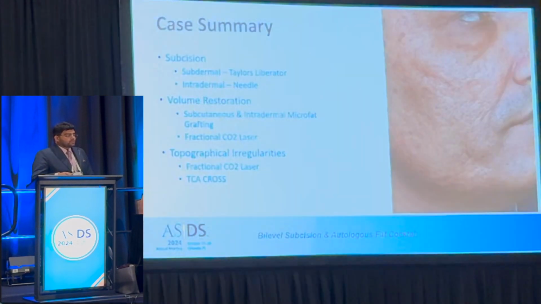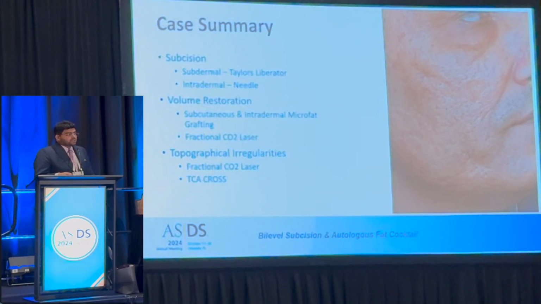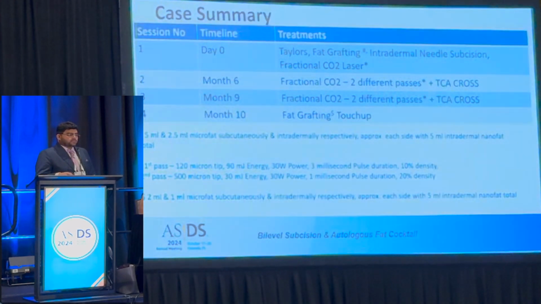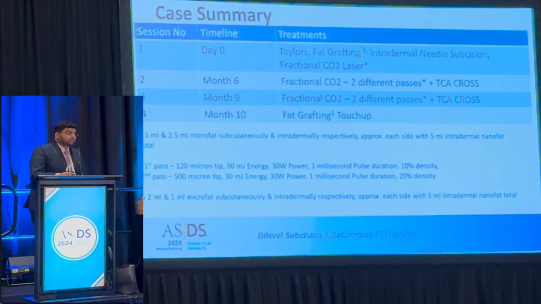Here is the post photo, and this is a case summary. For subcision, we did the subdermal Tailor liberator. Intradermal was with a needle. Volume restoration was with subcutaneous and intradermal microfat grafting and fractional CO2 laser. Topographical irregularities were treated with a fractional CO2 laser and TCA cross. This is the whole case summary that I just discussed, with the parameters that I use for the fractional CO2 and the amount of microfat and nanofat injected.